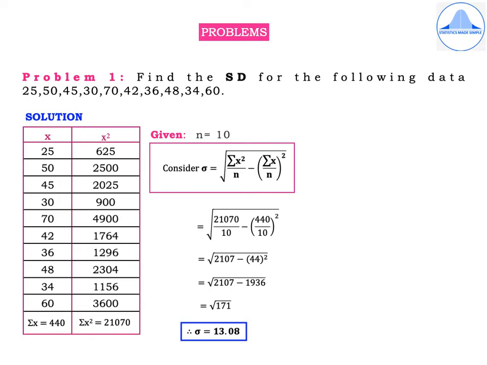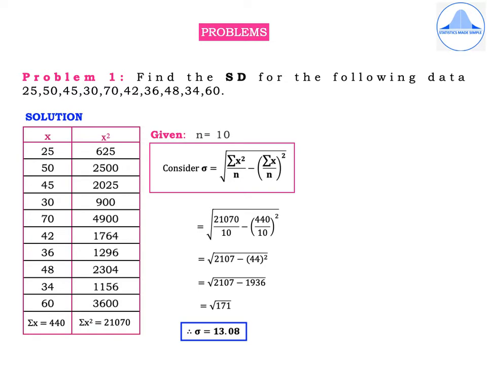Problem 1. Find the standard deviation for the following data: 25, 50, 45, 30, 70, 42, 36, 48, 34, and 60. So since only a set of values are given, this will be raw data. So under solution, form a table. The first column is X, list down the values which are given, and then calculate summation X, which is 440.